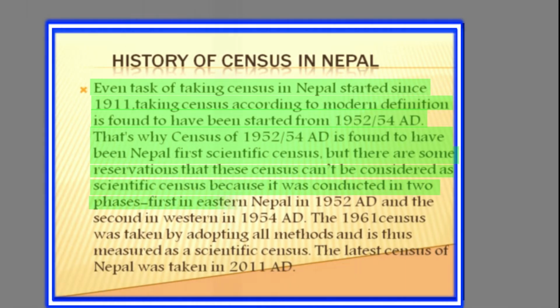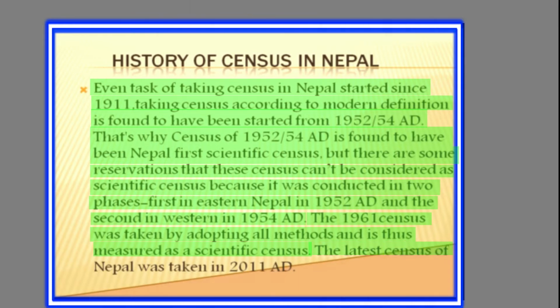First in eastern Nepal in 1952 AD, and the second in western Nepal in 1954 AD. That's why it's written 1952 or 54 AD, because it was done in two phases. The 1961 census was taken by adopting all the important methods, and it's called a scientific census.